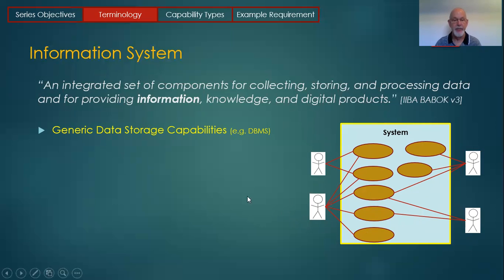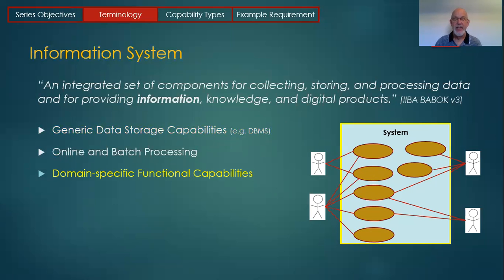What you don't see here is this concept of generic data storage capabilities. So in an information system where we talk about storing data, there's some database management system that comes along with the information system. That's how the information related to these components is stored. Information systems these days offer both online access and batch processing. That's pretty much a given these days. An information system tends to have domain-specific functional capabilities, and we'll talk about those in the next seminar where we talk about high-level requirements. We'll look at functional capabilities for the different areas of a business.